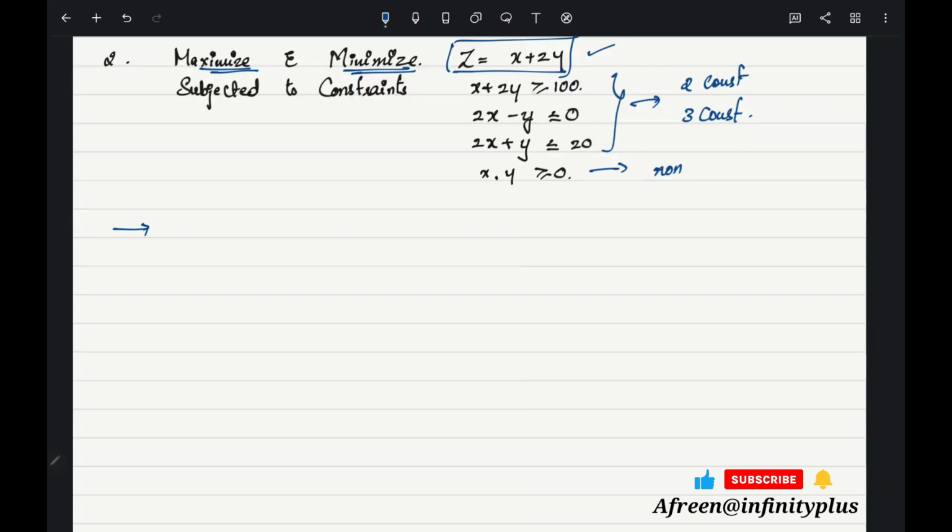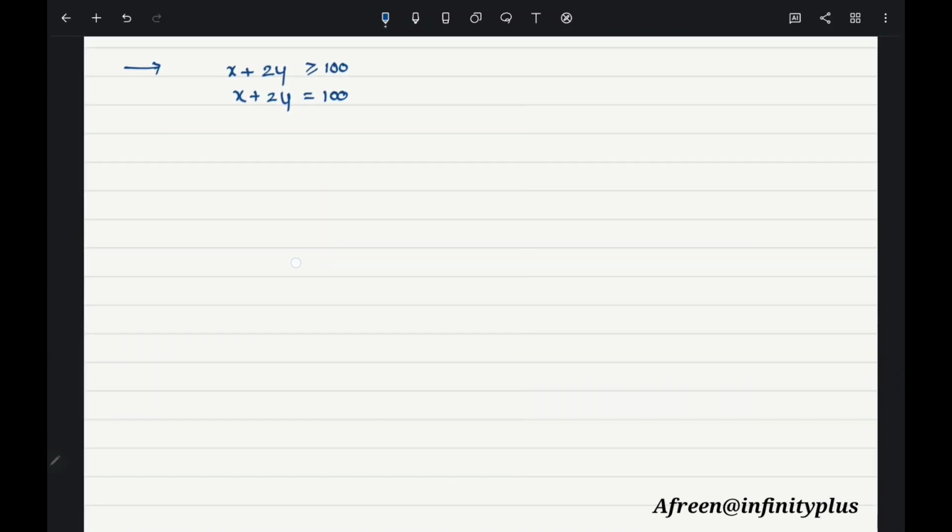So let's solve these 3 constraints first in order to get the graph. Then we'll find the maximum and the minimum value from the feasible solution. So let's take up the constraints one by one and solve. First we'll be having x plus 2y is greater than or equal to 100. We'll write it as x plus 2y is equal to 100. Now find the solution by giving values.